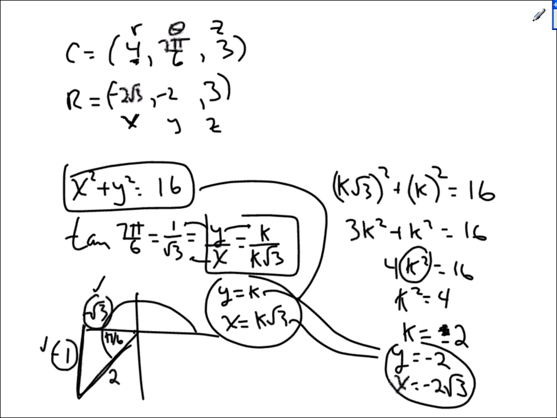And just for the record, I think we said that y over x had to be 1 over square root of 3. Well, if y is negative 2 and x is negative 2 square root of 3, what do you know? Negative 2 over negative 2 is 1. I am getting what I'm supposed to get. K cannot just be any old constant. It has to live up to making x squared plus y squared equal 16 in this particular case.